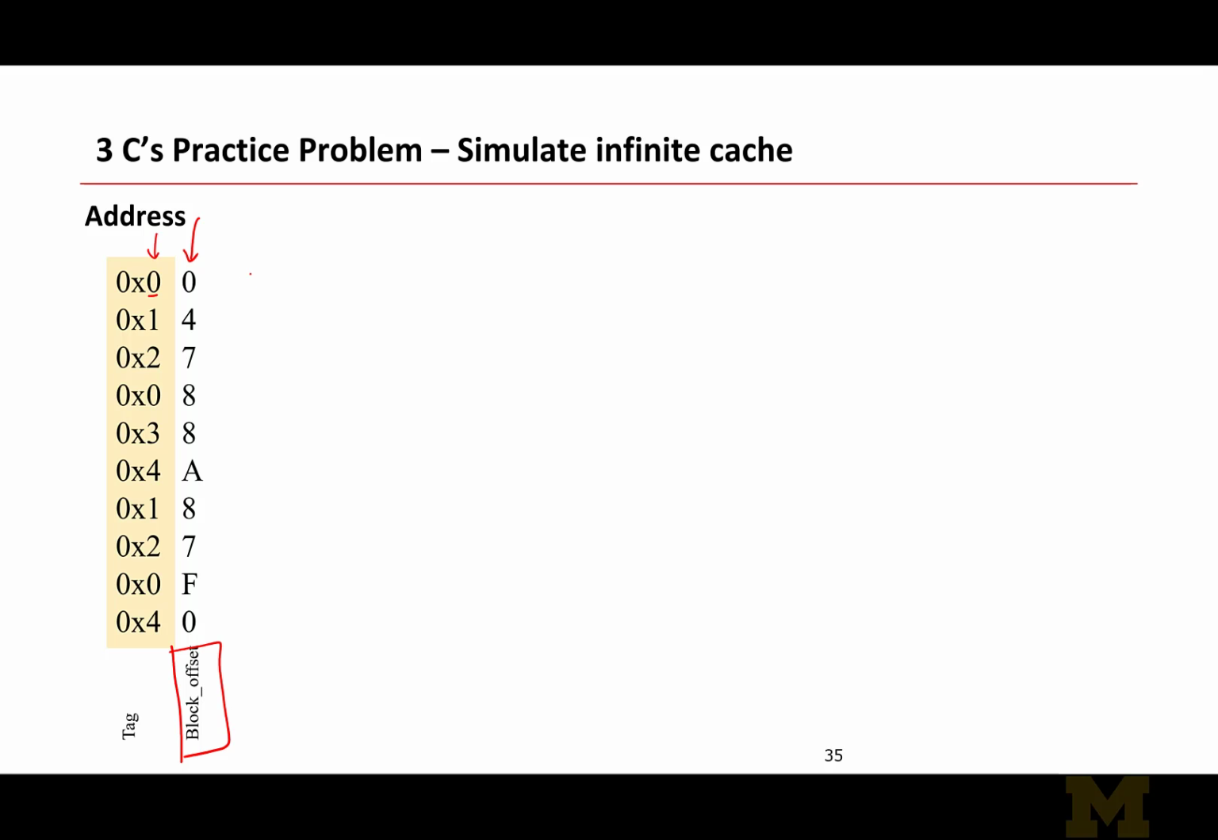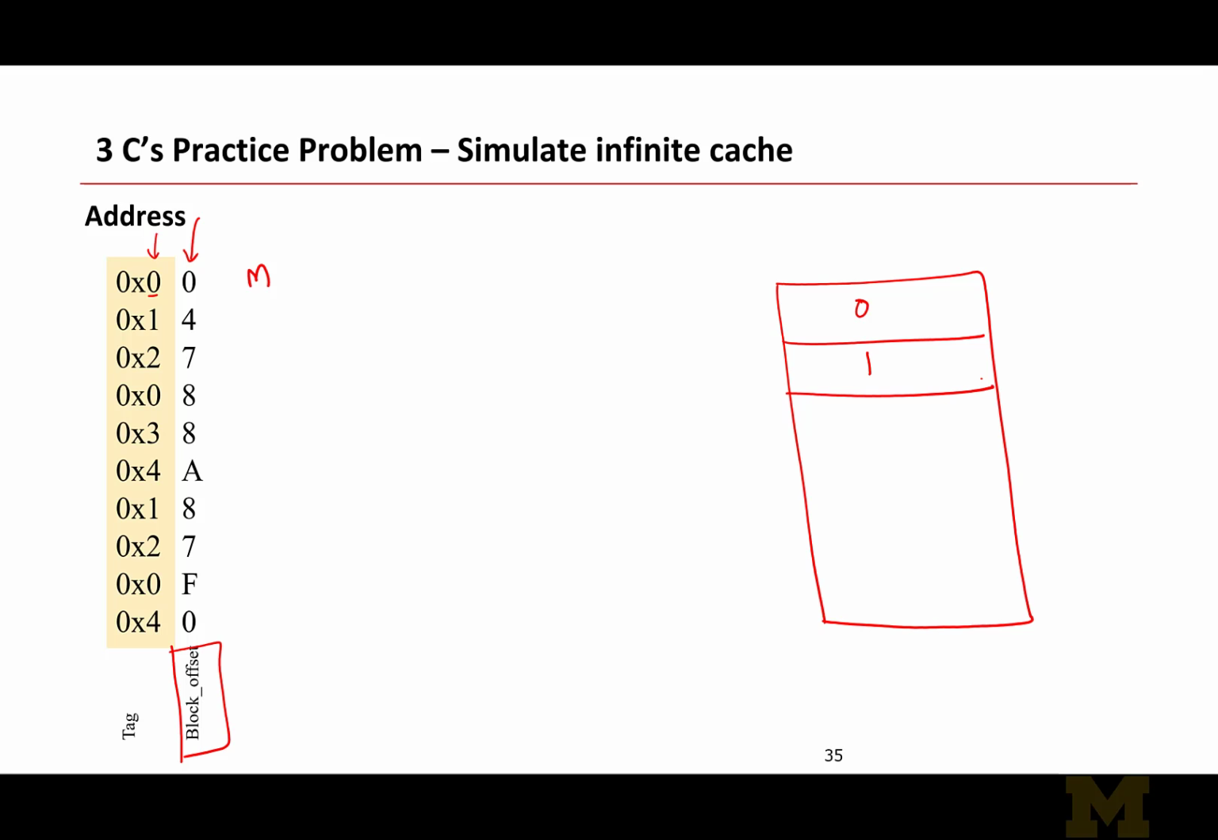This is the first time, let's say, that I have an infinite cache that I can put these tags into. So I'm going to add 0 to my cache. It's going to be a miss, of course, because this is the first time I'm accessing it. So this means this is a compulsory miss. And then I have a block with the tag 1. Again, it's a compulsory miss. Block with the tag 2, again it's a compulsory miss.